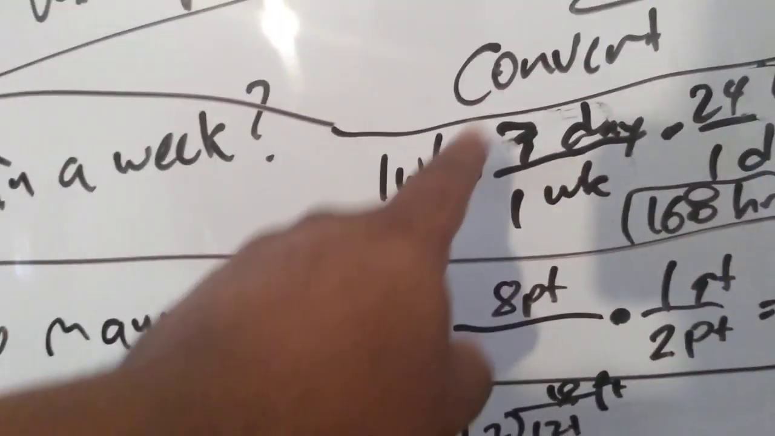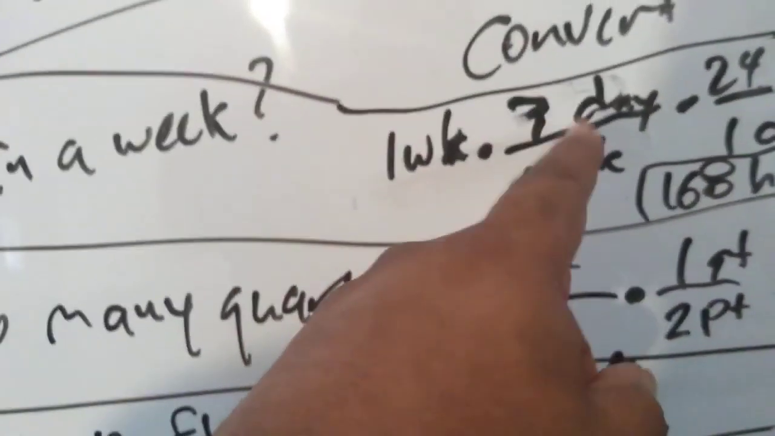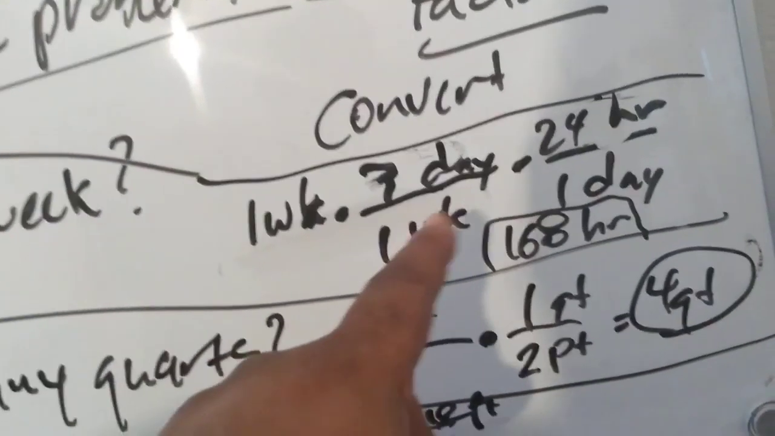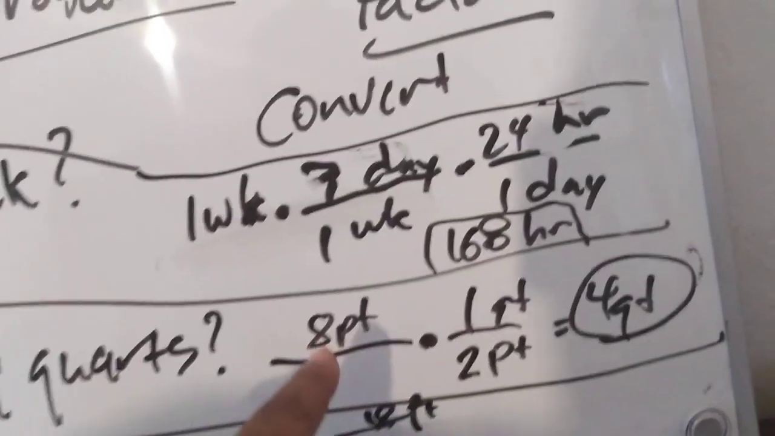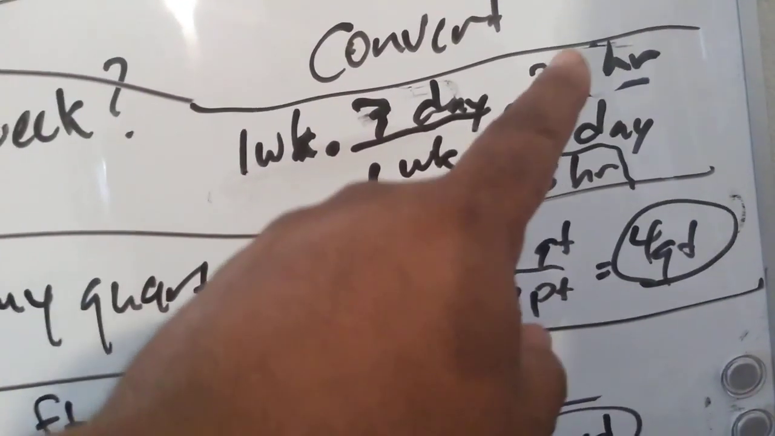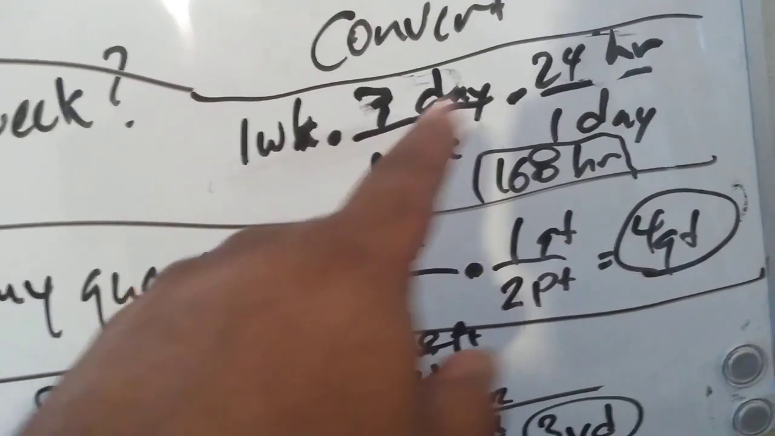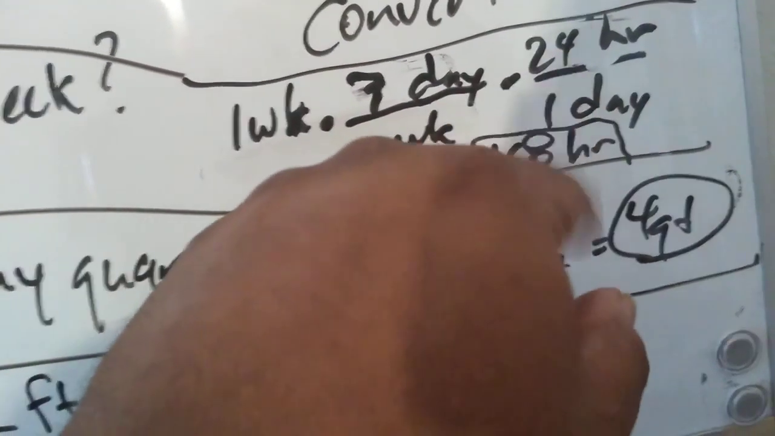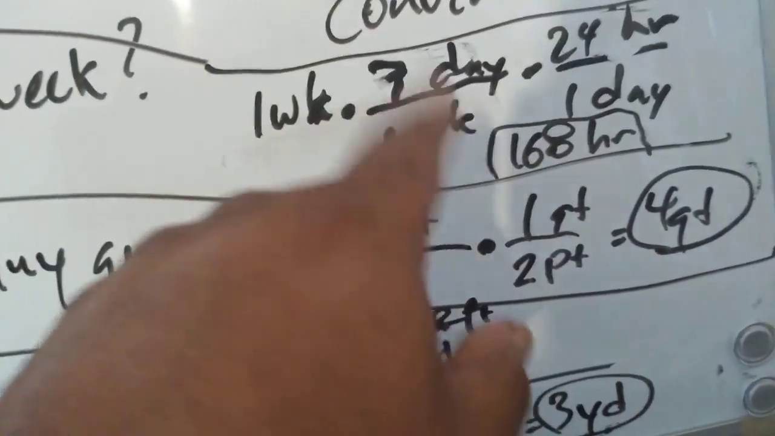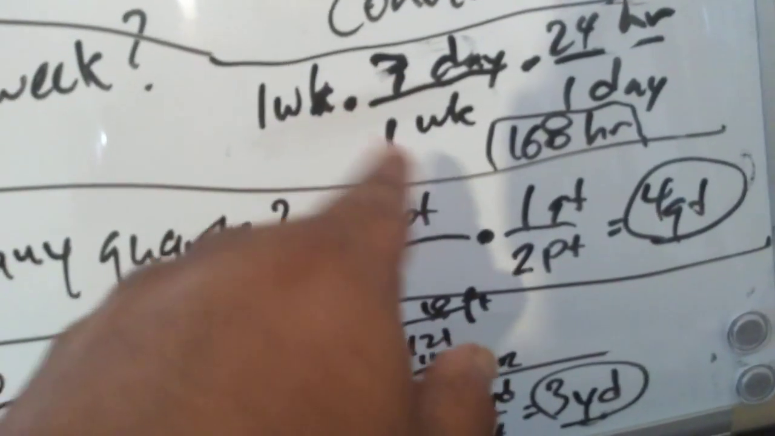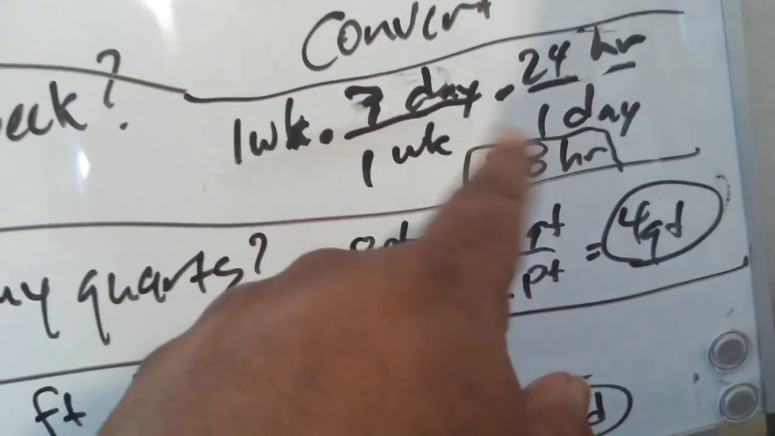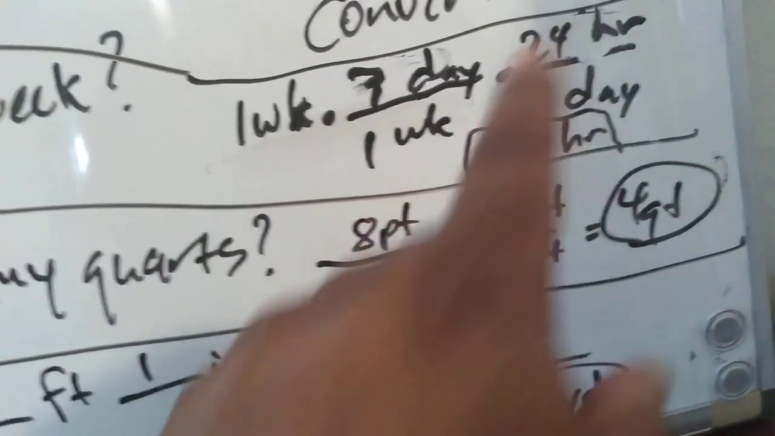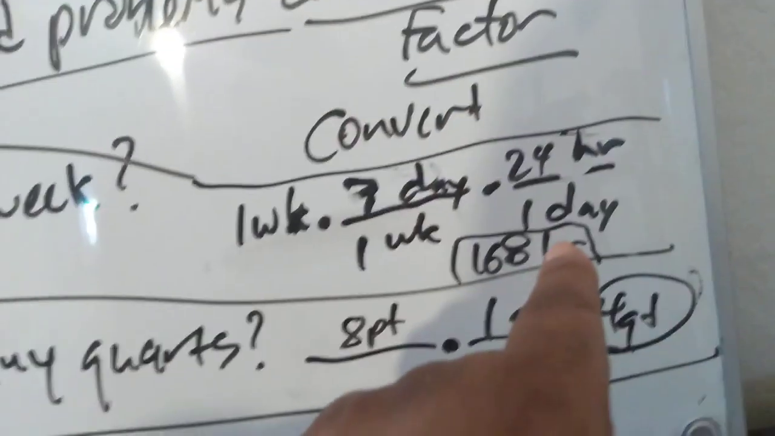So weeks cancel here, and we know that 7 days is 1 week, right? But we also know that times, this is also 1, too. This is a conversion factor 1, and 24 hours is 1 day. So this is 1, too. So 1 times this is still this. So weeks are going to cancel, the days are going to cancel, and we're left with hours. What we need is hours right there.